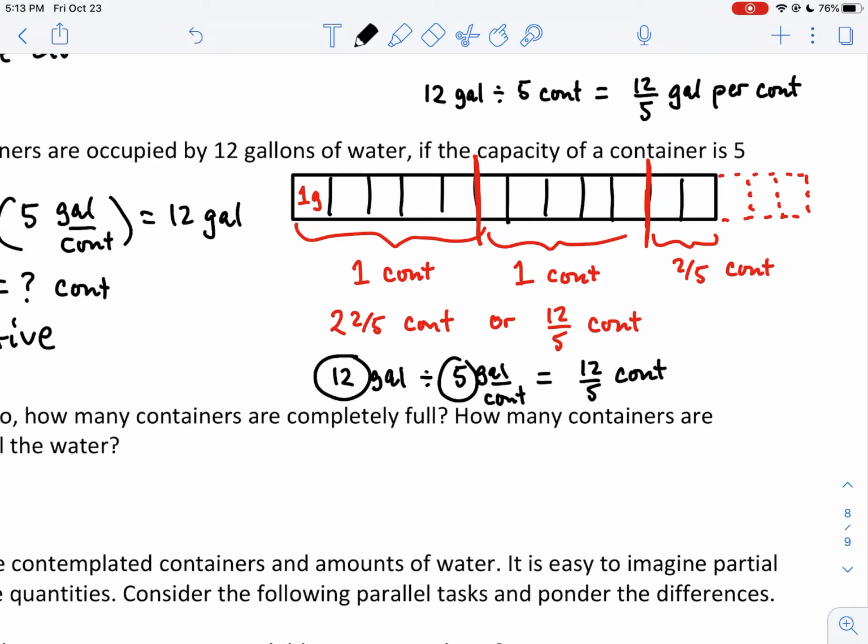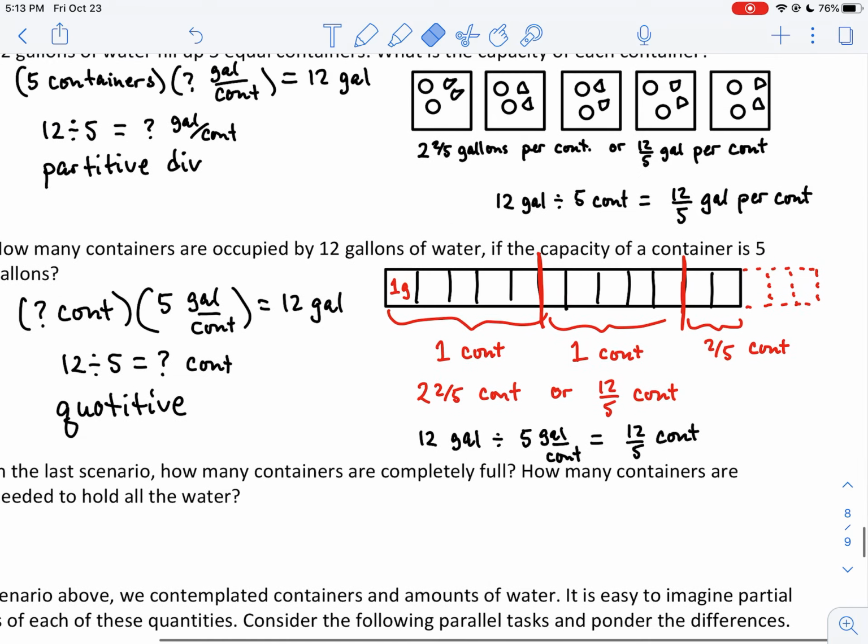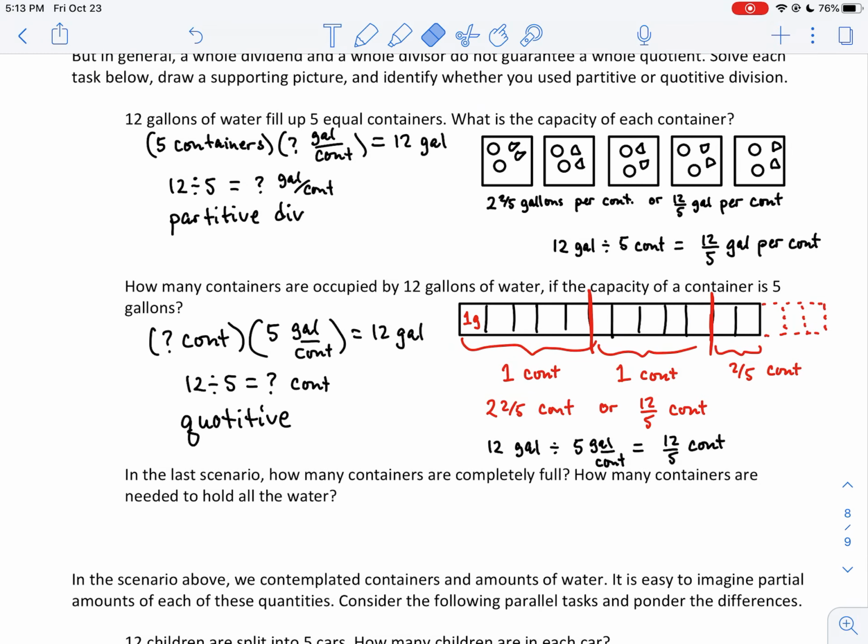Notice once again, though, when you do 12 divided by 5, this time with a quotative, the answer is 12/5. Convenient. 12 and 5 surface in my answer like that.